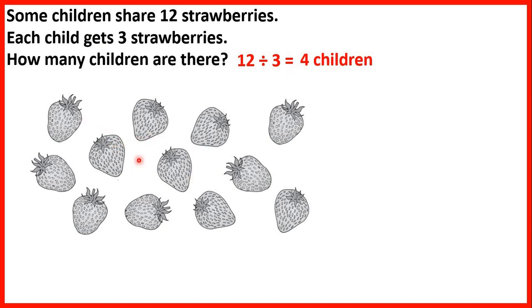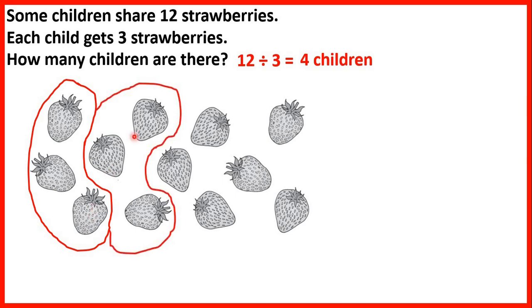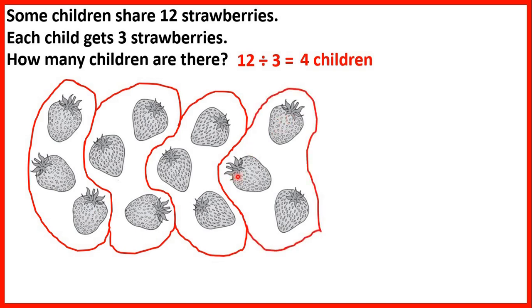Now we have 12 strawberries here. So if each child gets 3, that's 3 strawberries for one child, 3 for a second child, 3 for a third child, and then we have enough for a 4th child to get 3 strawberries. So that's why our answer is 4 children.